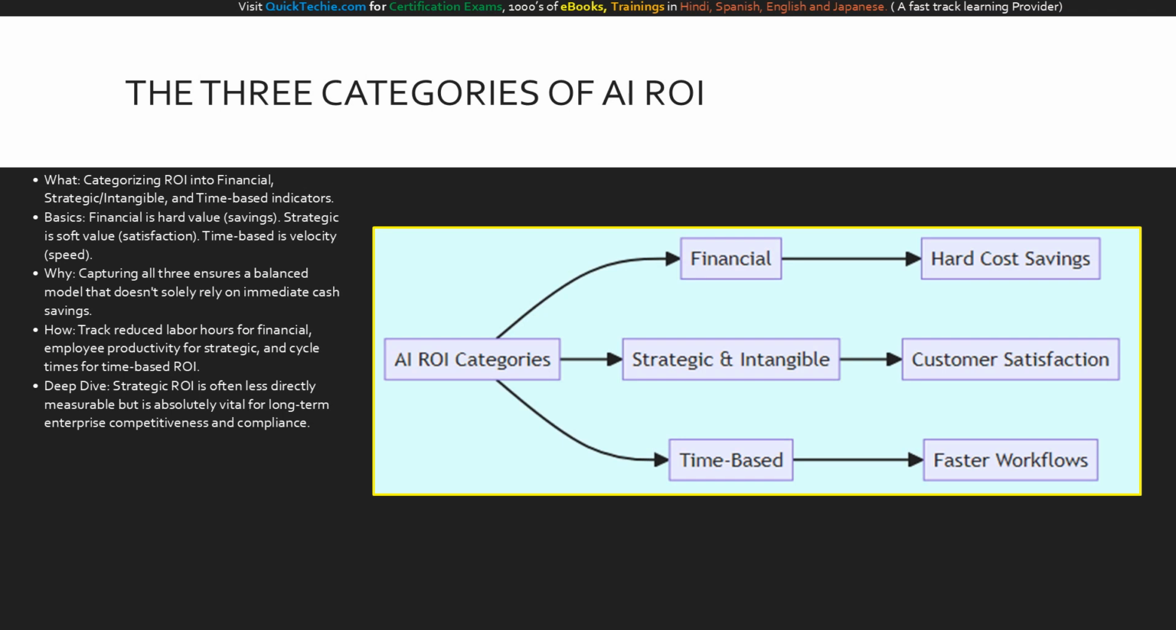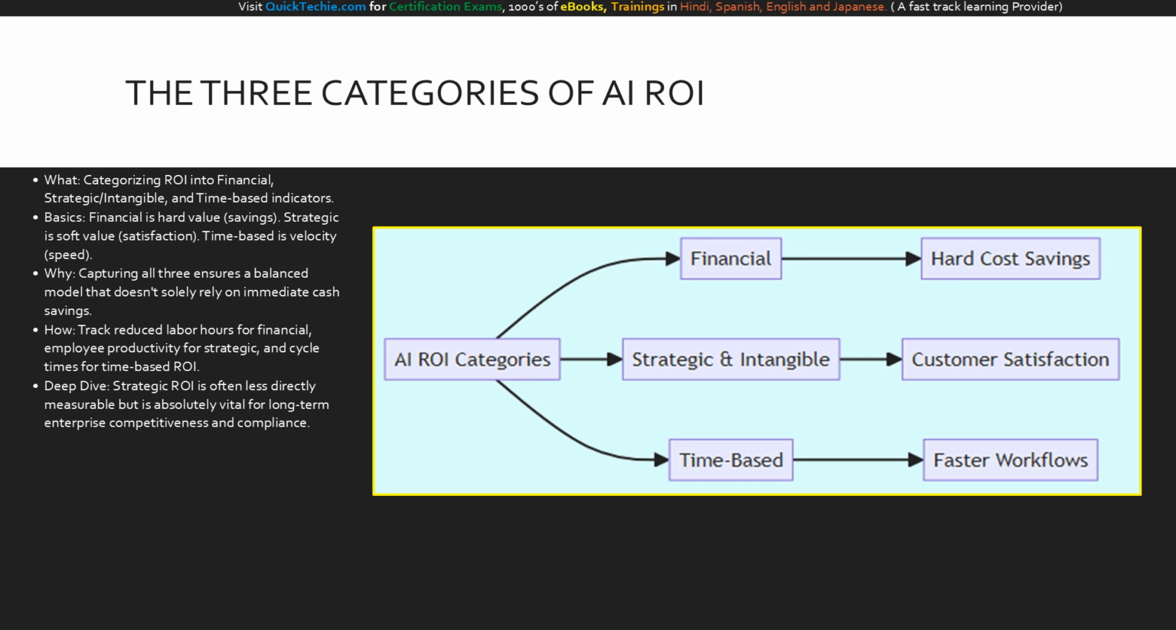Moving to slide 2, let's break down the benefit side of our equation by looking at the three categories of AI ROI. What are these categories? According to Microsoft's evaluation frameworks, ROI for AI solutions must be assessed across financial, strategic, or intangible, and time-based indicators. Let's cover the basics. Financial ROI represents hard value. These are quantifiable outcomes such as direct cost savings, reduced labor hours, and increased revenue enablement. Strategic ROI represents soft value, things like improvements in customer satisfaction, employee morale, and workflow consistency. Finally, time-based ROI provides early indicators of value, such as faster workflow execution.